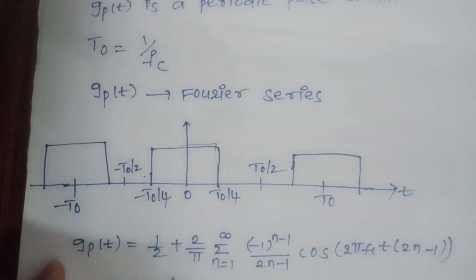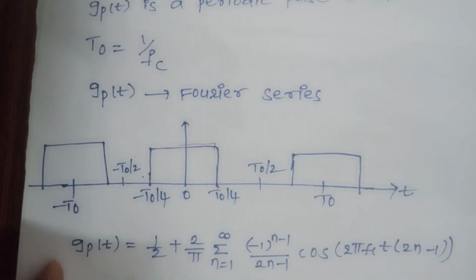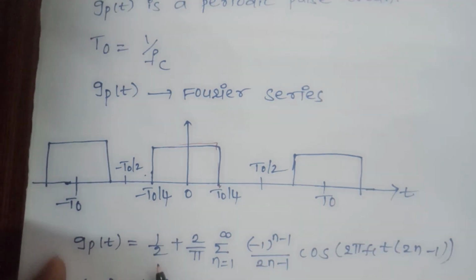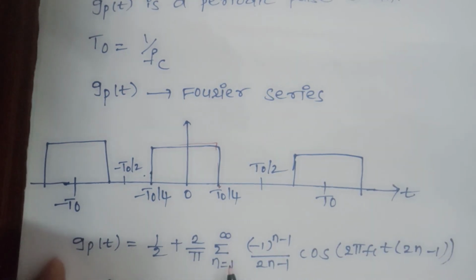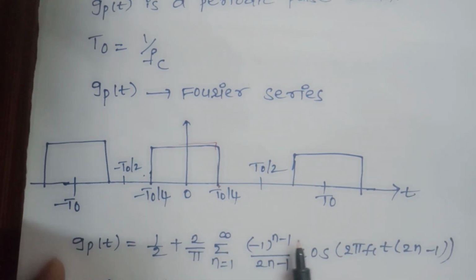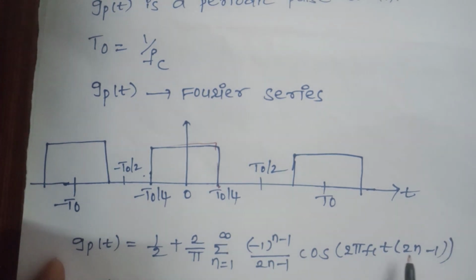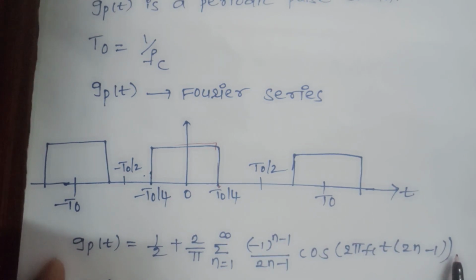Now write the equation of gp(t) equals 1 by 2 plus 2 by pi, summation n equals 1 to infinity, minus 1 power n minus 1, by 2n minus 1, cos 2 pi fc t of 2n minus 1.